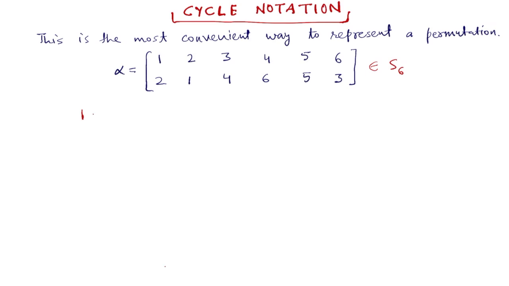Image of 1 is 2, so 1 goes to 2. Now we will see the image of 2. 1 has image 2 and so we will see the image of 2. 2 has image 1.